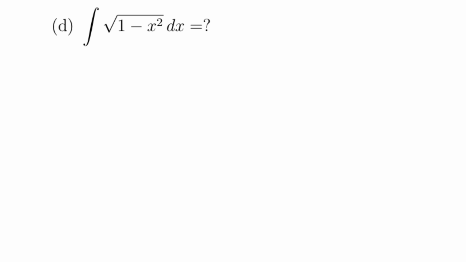So what do you see? Can't use u sub, but it's got that good old a squared minus x squared. We've got a pattern. So we can use a trigonometric substitution on this innocent integral.